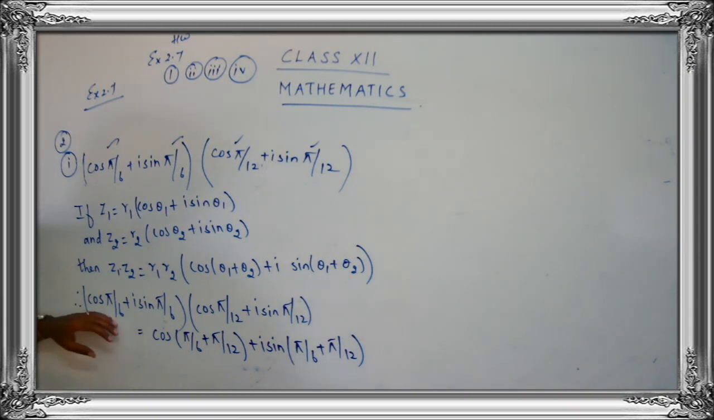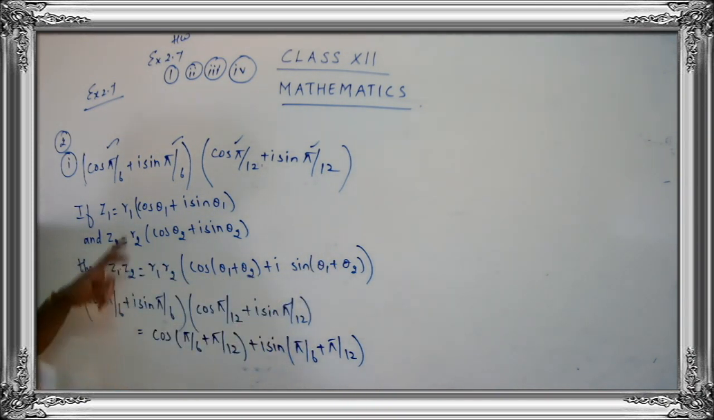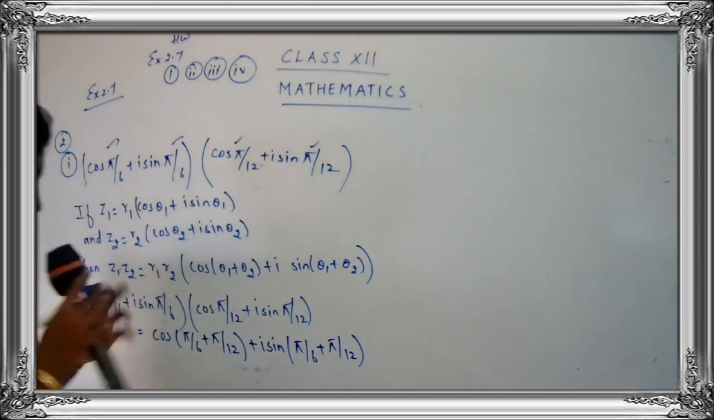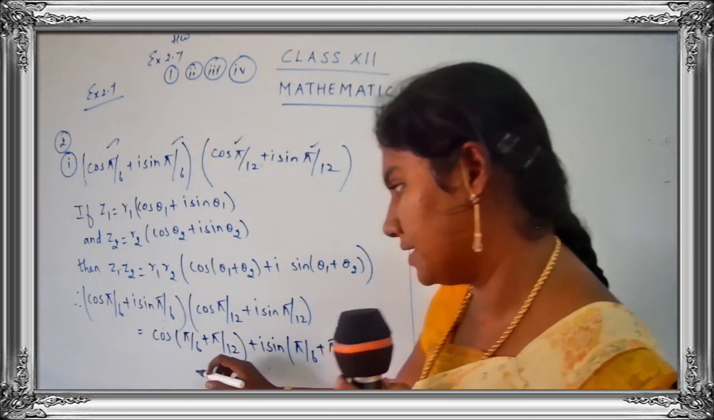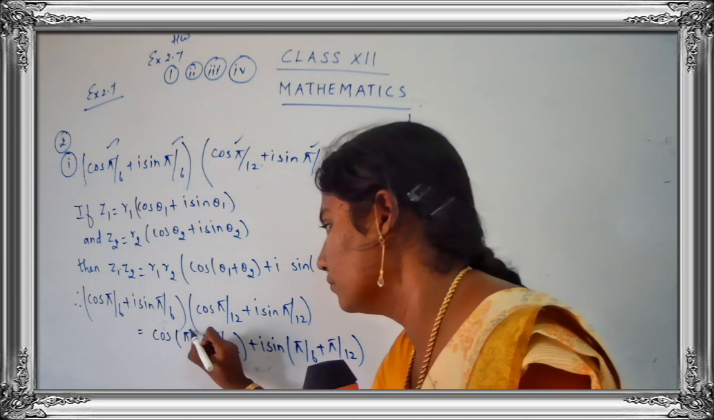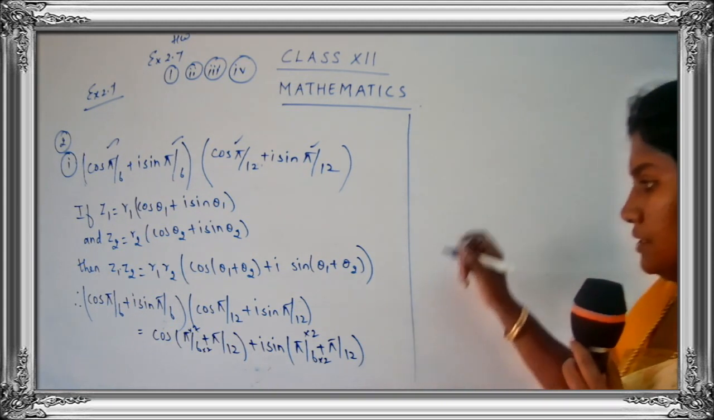So you get the product is equal to. You may ask, where is R1 into R2? R1 and R2 are 1, so 1 into 1 gives you 1, so no need to mention. So cos of theta 1 plus theta 2, pi by 6 plus pi by 12. What is the next thing? Plus I sine of theta 1 plus theta 2. What is theta 1? Pi by 6. And what is theta 2? Pi by 12. So now let's add them. First of all, make the denominators common. This is 6, so we have to multiply by 2. Here also multiply by 2. So what do you get?